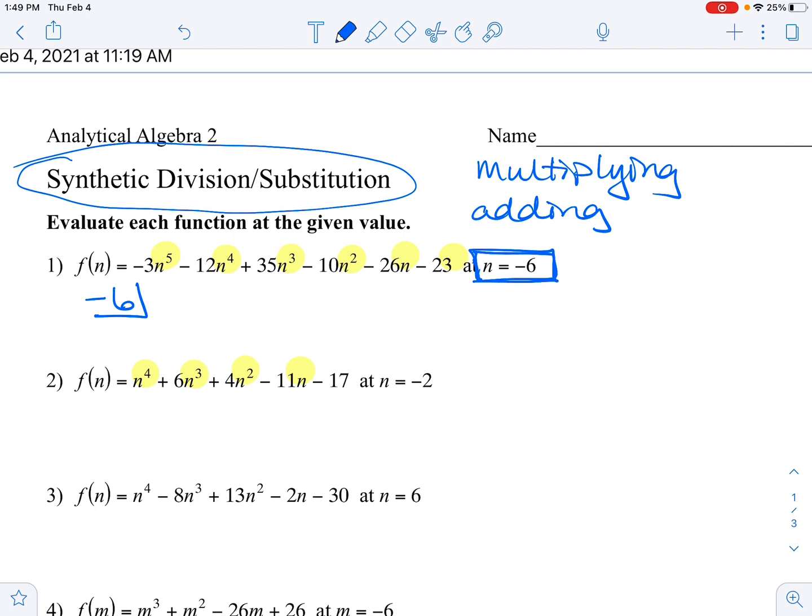So you're going to write down your coefficients. The coefficients are the numbers in front of the variables. The coefficient in front of n to the 5th is -3. The coefficient in front of n to the 4th is -12. The coefficient in front of n to the 3rd is 35, -10, -26, and -23.